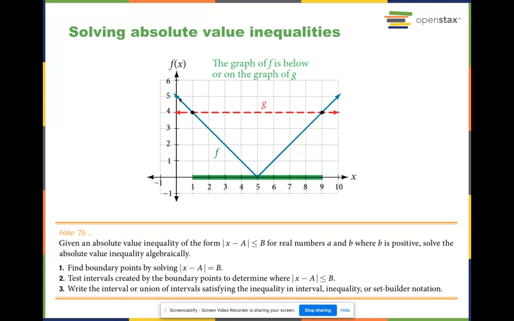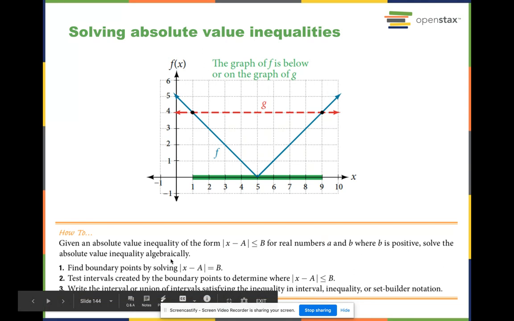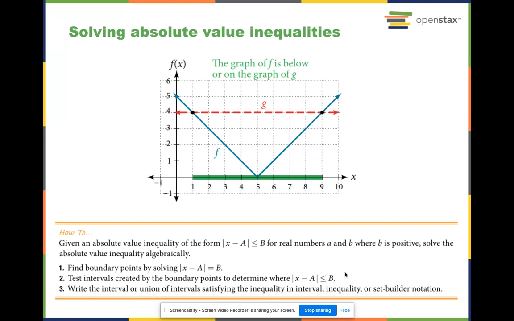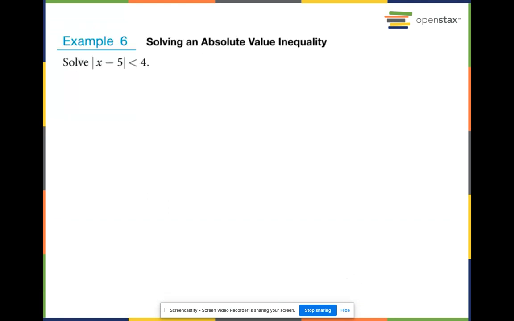So let's talk about the method. And there's actually 2 methods I'm going to show you, and you can choose which one you like. Here's one of them. Here's what your textbook says, and I'll show you a different one in addition to that. So how to, given an absolute value inequality, solve the absolute value algebraically. So first, find the boundary points by solving the equality, and then test the intervals created by the boundary points to determine where it's less than or equal to b or greater than or equal to b. Okay? And the second one I'll show you by doing this example. We'll do both methods for this example.